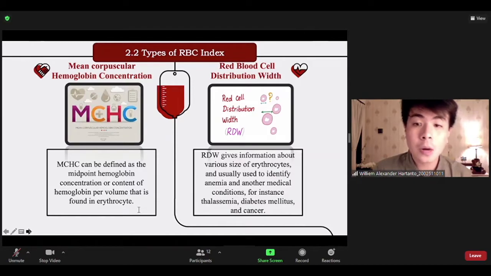Next is red blood cell distribution width, usually called RDW for short, which gives information about various sizes of erythrocytes and is usually used to identify anemia and other medical conditions, for instance, thalassemia, diabetes mellitus, and cancer.